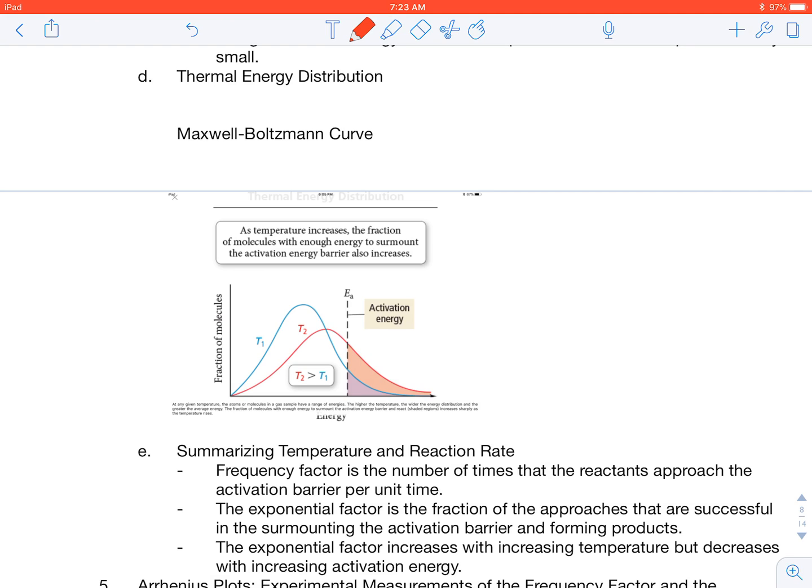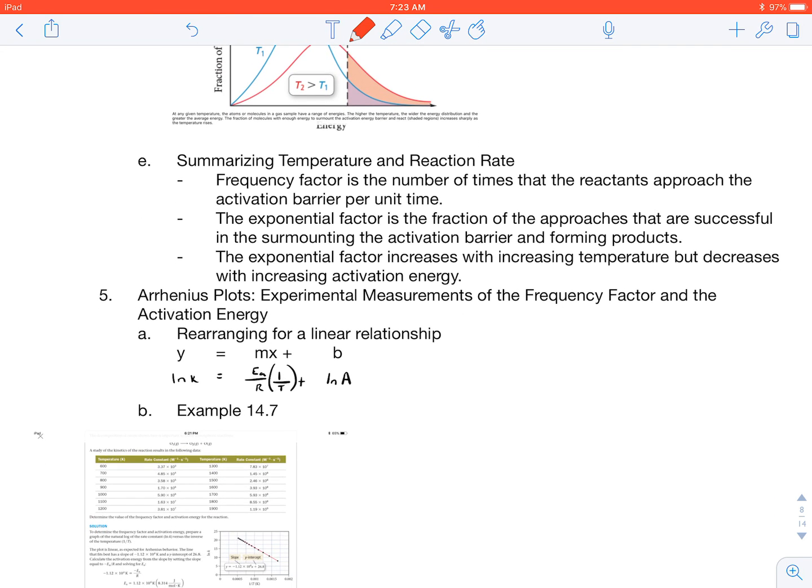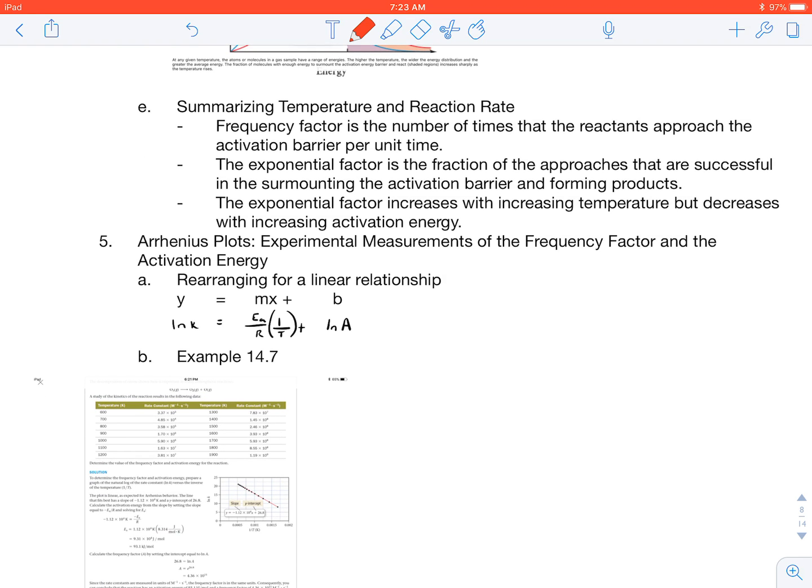I believe in the fall we saw a Maxwell-Boltzmann curve, and that's where we look at the energy of our substances or our fractional molecules, and we talked about how it shifts as the energy goes up. So the shaded-in area over here is the area of those molecules above the activation energy. I'm going to allow you to read this summarizing temperature and reaction rate on your own.